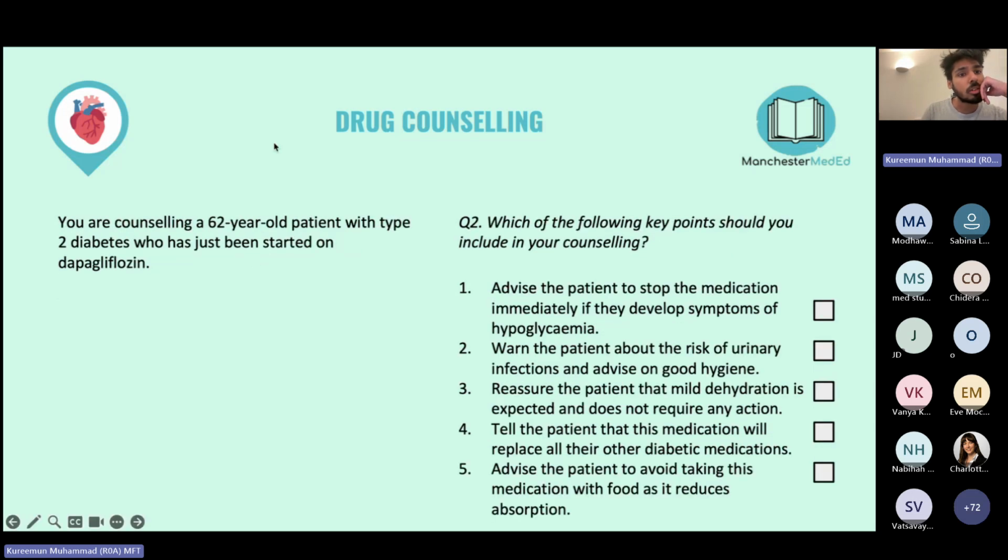Next one, you're counseling a 62-year-old patient with type 2 diabetes who is just being started on dapagliflozin, which is an SGLT2 inhibitor. Which of the following key points should you include in your counseling?